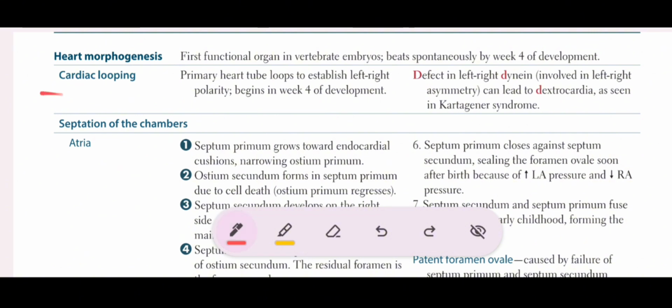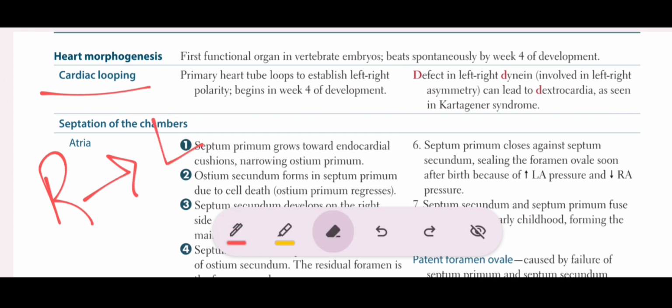What is cardiac looping? Cardiac looping is basically the shifting of the heart from the right side to the left side. So during embryological stages, the heart is normally present on the right side of the body, but after birth, it is present on the left side of the body.